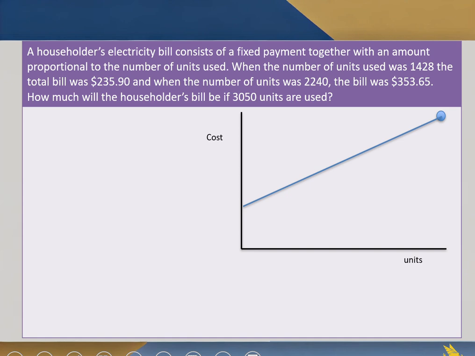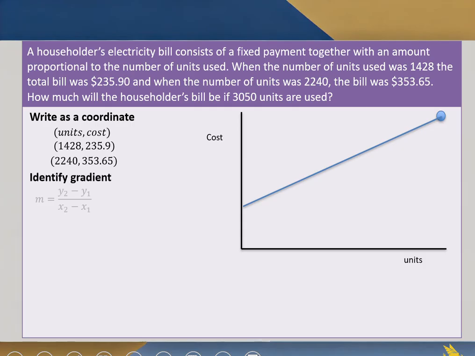So we've got two coordinates. We're focusing on the variables of units and cost. The first one, we've got 1,428 units for the cost of 235.9. And the next one is we've got the units 2,240 to 353.65 in terms of cost. Because we've got 2 points, we know they're linear. It means we are going to use the gradient formula.